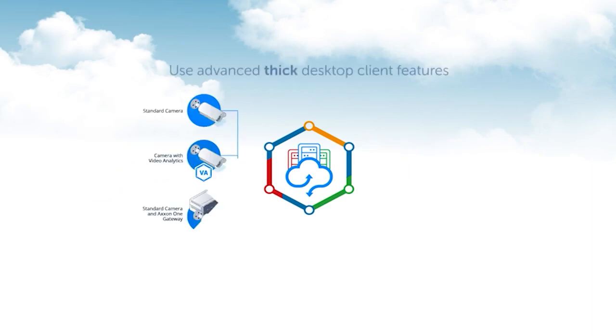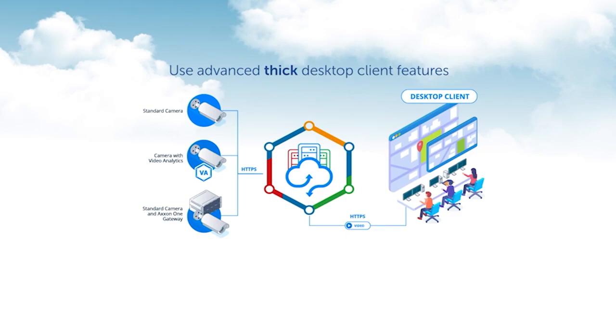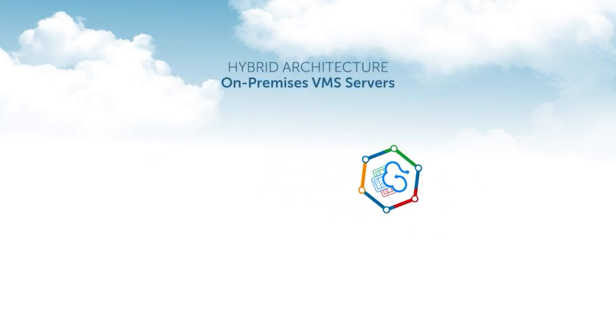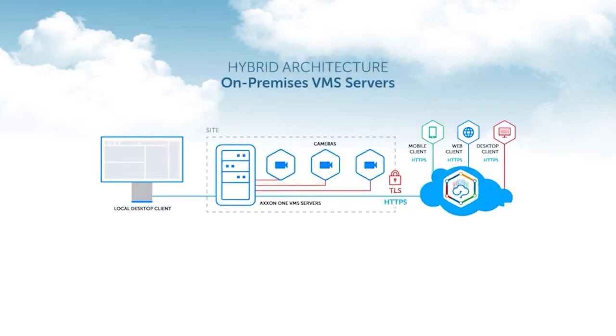The thick desktop client enables combining cameras from different sites in a single layout and using advanced features of on-premises systems such as video walls. Hybrid architecture implies on-site VMS servers that can be configured and monitored via the cloud or locally.